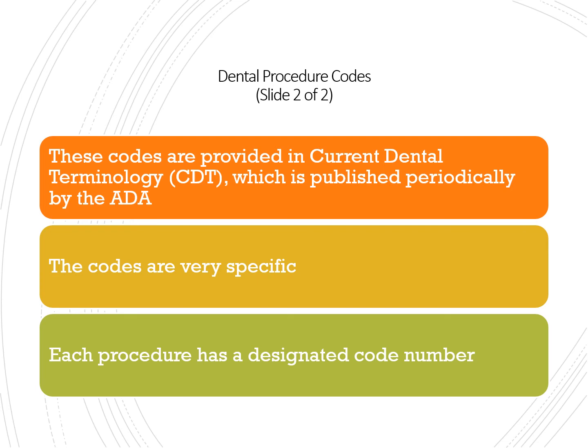Okay, the dental procedure codes are used to provide current dental terminology, and the ADA will update these codes periodically. Remember, these codes are very specific, like an amalgam 1 surface, an amalgam 2 surface. So each of those has their own code and is very specific. Also, each procedure has a designated code number, so no other procedure has that same number.